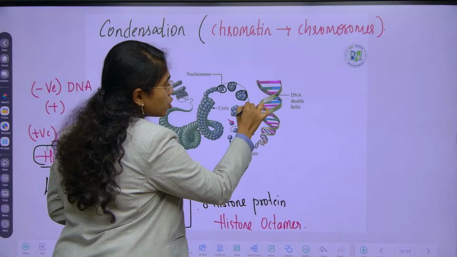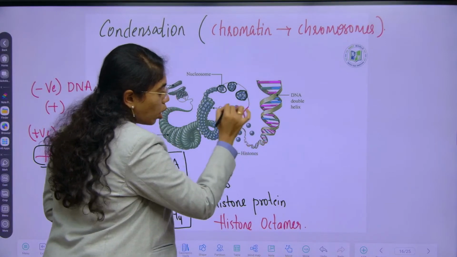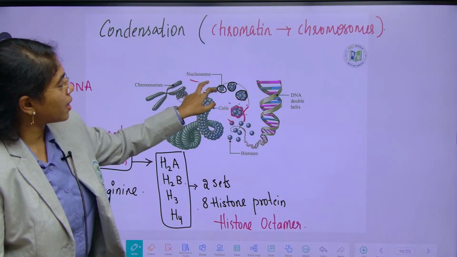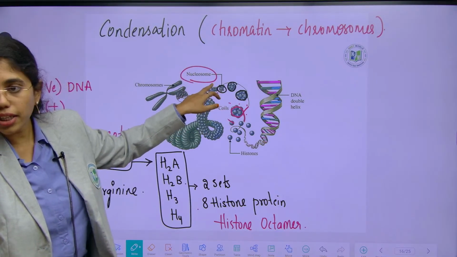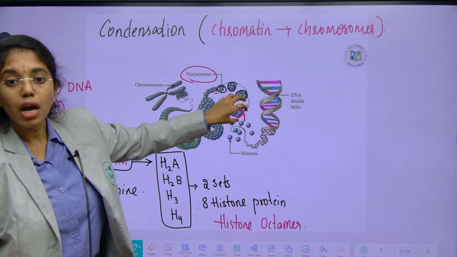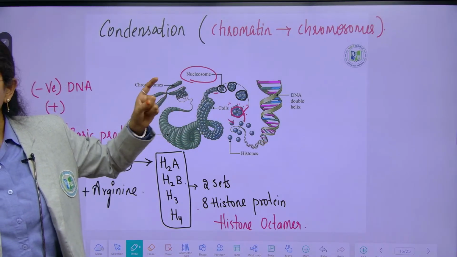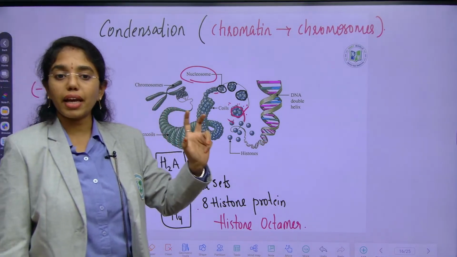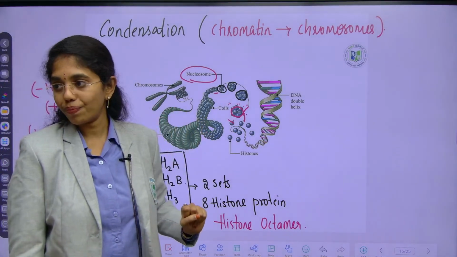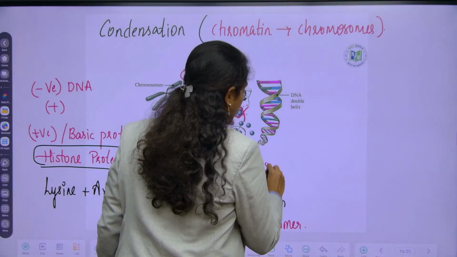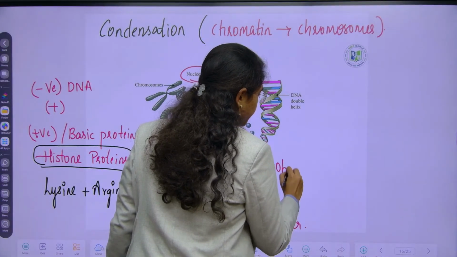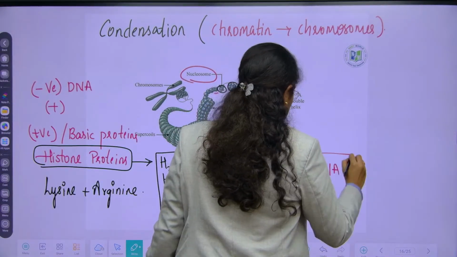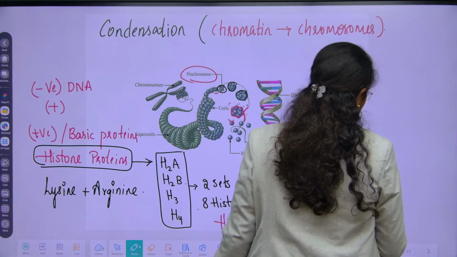When DNA is wrapped around this histone octamer, if you see that particular region, that is addressed as what? Nucleosome. Can you see here? This region is a nucleosome. How much length of DNA is wrapped around one histone octamer, or how much length of DNA is present in one nucleosome? It is 200 base pairs of DNA present in one nucleosome.